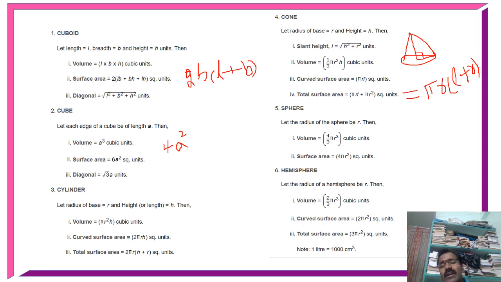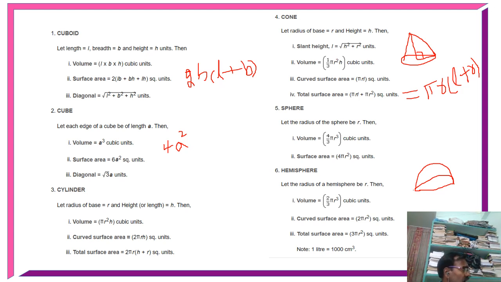And sphere, it contains only surface area, CSA, TSA, LSA, everything same, 4 pi r square. Volume is 4/3 pi r cube, and for hemisphere the volume is half of the sphere, 2/3 pi r cube. For hemisphere, it contains curved surface area as well as TSA. Curved surface area of hemisphere is 2 pi r square. TSA is 3 pi r square, as the base is circular in shape.